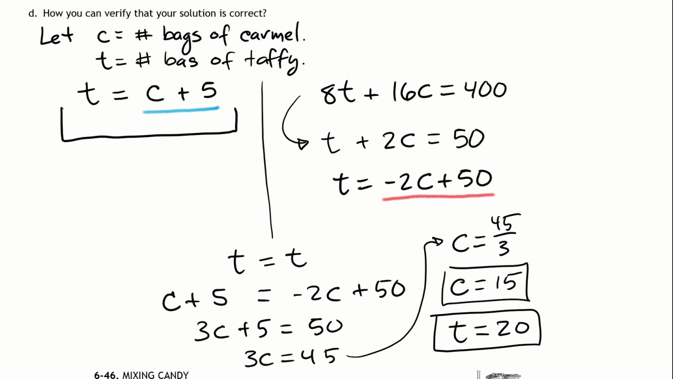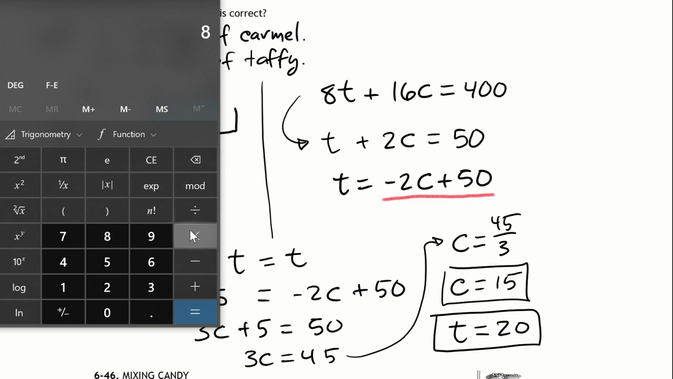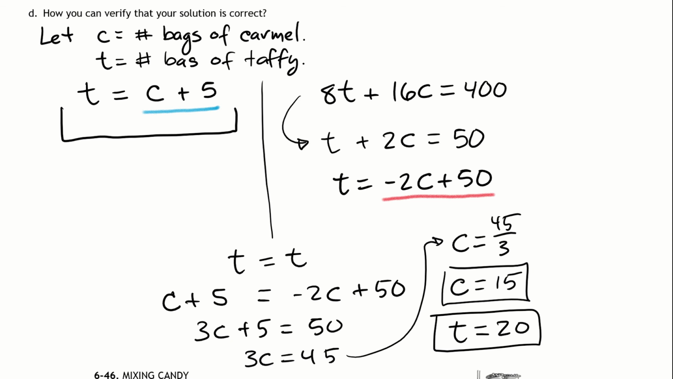But the other thing that has to be true, let me grab a calculator, is if I go 8 times T plus 16 times C, it better equal 400. So I'll just go 8 times 20, and then I'm going to add to that 16 times the number 15, and I get 400. So the question, how can you verify that your solution is correct? By plugging in these two values and seeing that it satisfies both of these equations. So answer, 15 bags of caramel and 20 bags of taffy.